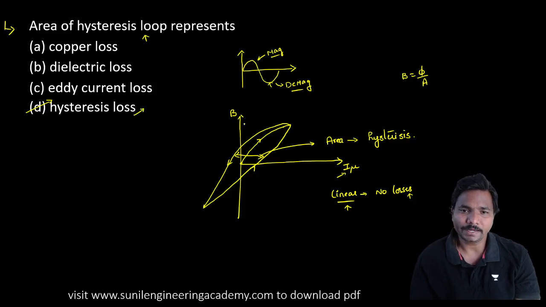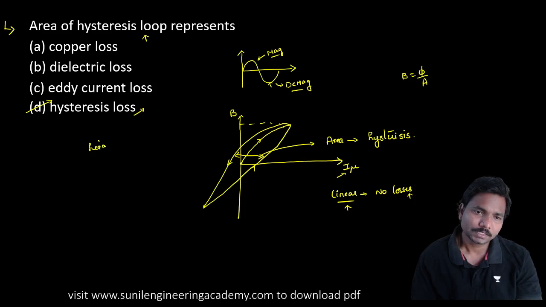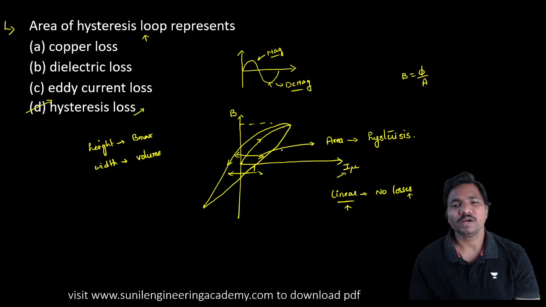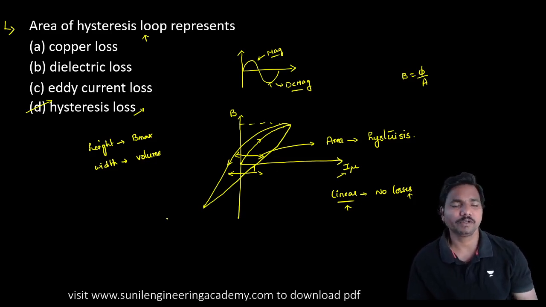Here, the height gives the Bmax, and the width is given by the volume of the core. If only one loop is there, it is one frequency. If you have several frequencies, then several loops will be formed.